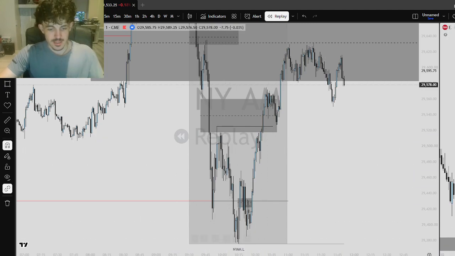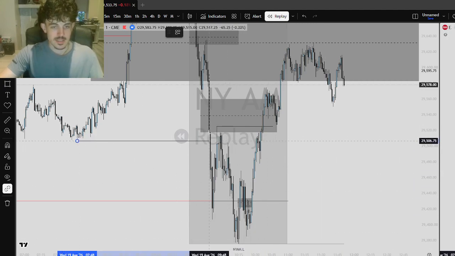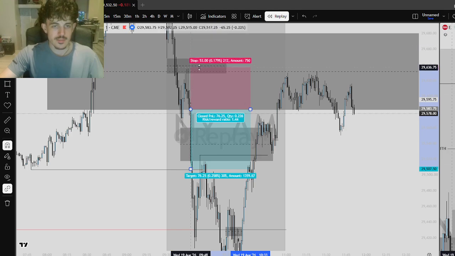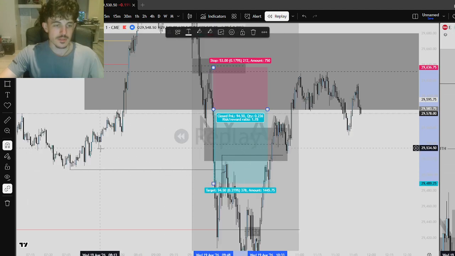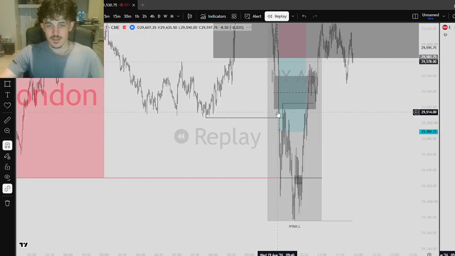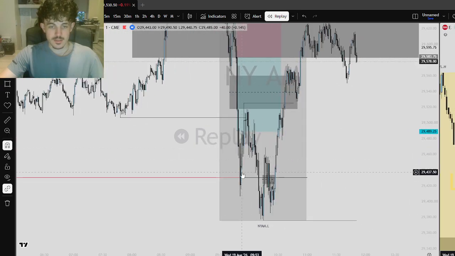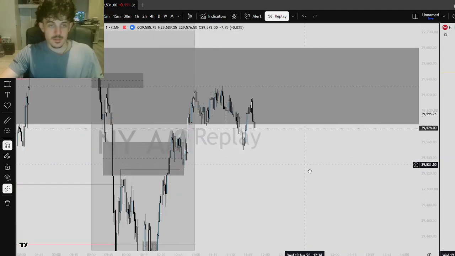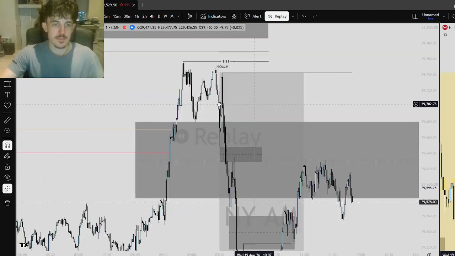I would have targeted with this probably just a 1-to-1, or potentially this, but realistically I just would have targeted a 1-to-1 here, definitely to keep the consistency in check. But obviously low hanging fruit was this, and then ultimately the draw in the end was obviously London session lows. So trade of the day, 100% the 5-minute continuation.